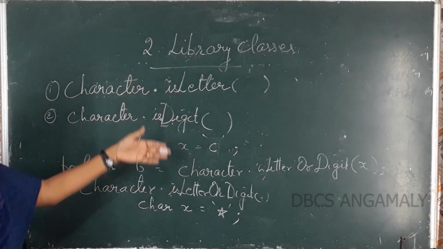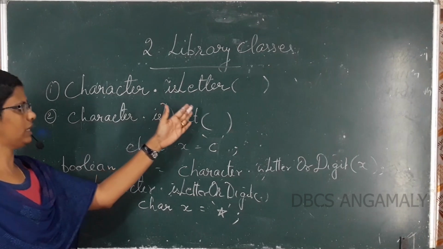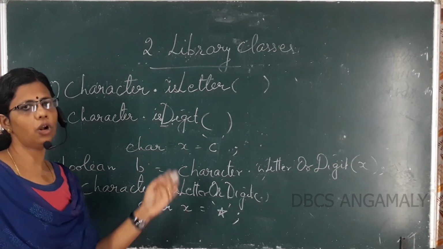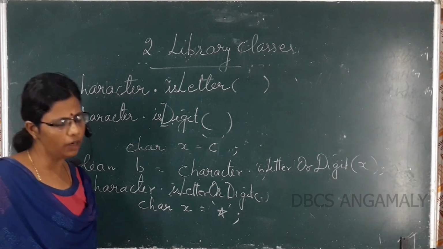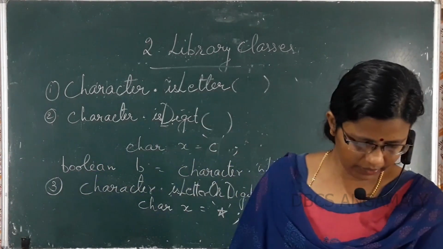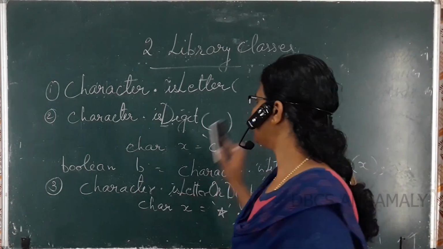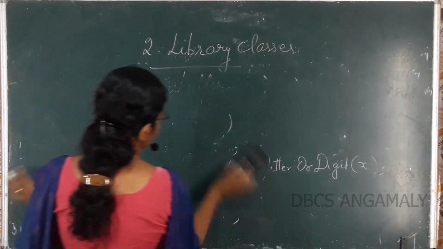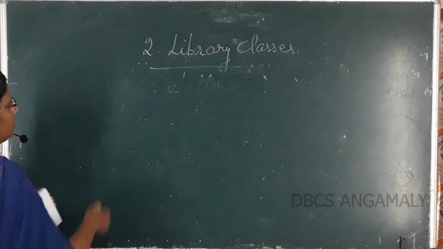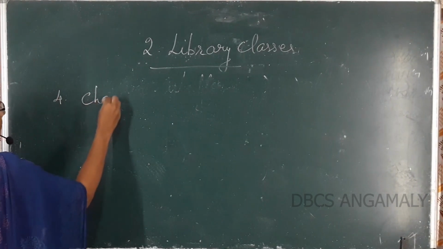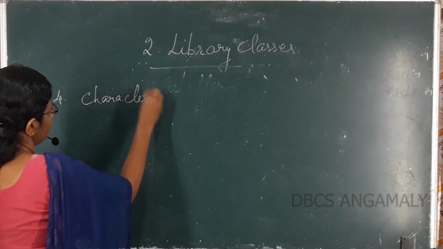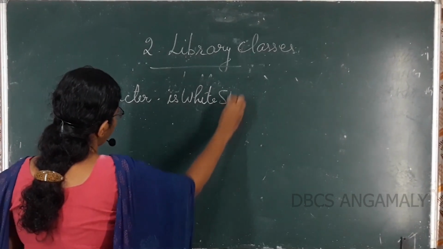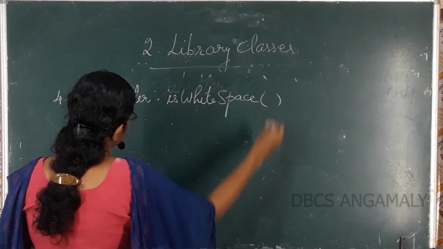So I hope the first three functions are clear to you: Character.isLetter, Character.isDigit, and Character.isLetterOrDigit. Now the fourth function we are going to deal with is Character.isWhitespace. I hope you know what white space is. It's nothing but a blank space.